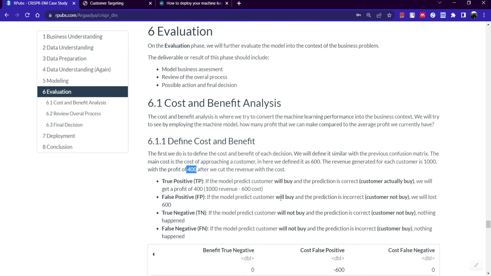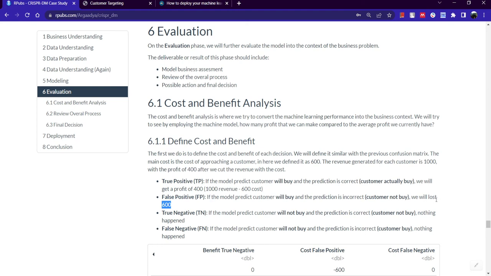So what does that mean? So when it comes to the true positive, that means the company is going to get the profit of 400, right? Because the customer, after all, is going to purchase and we have approached the correct potential customer. So the company is going to make a profit of 400. What does it mean, false positive? That means the company has approached a customer where the system has pinpointed as potential, but actually it was false. That means the company is going to spend 600 and this 600 won't yield any revenue, just gone.